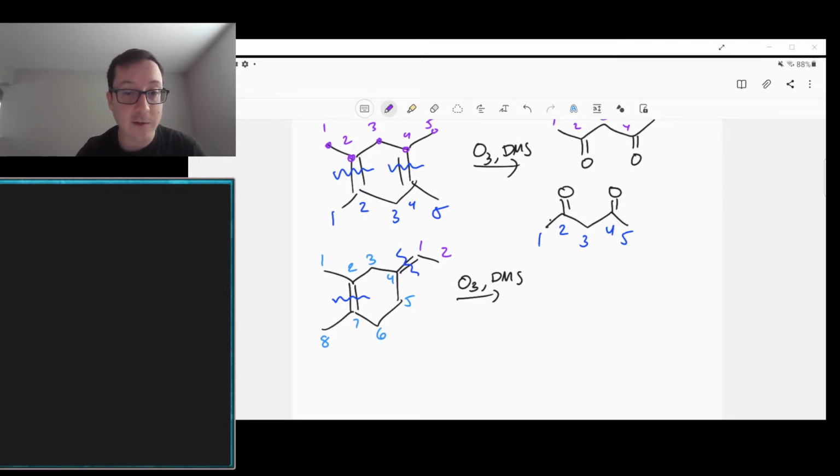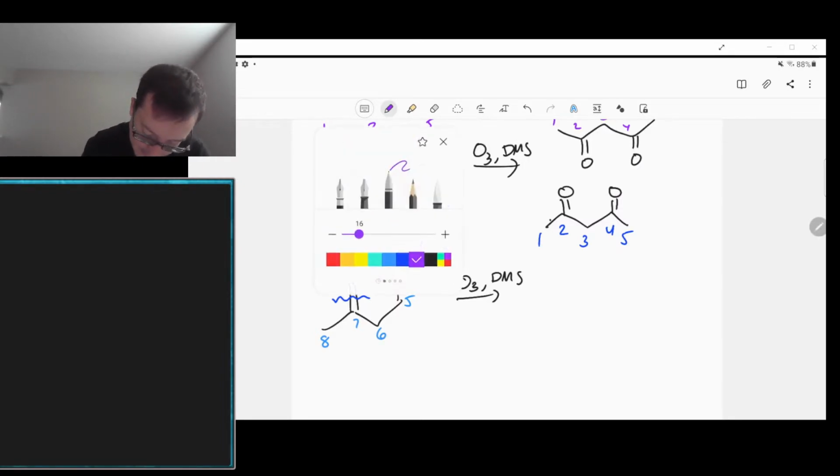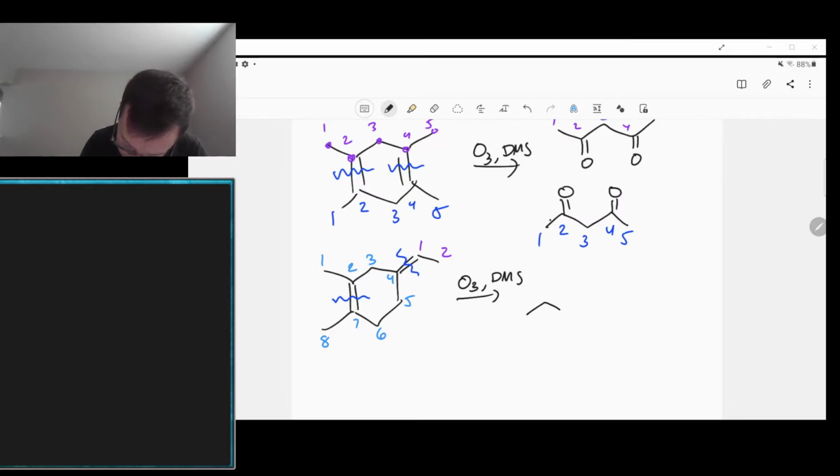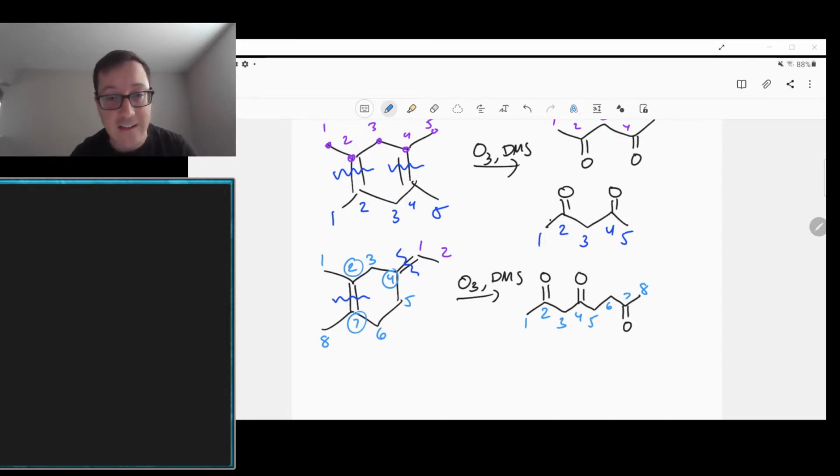So we're going to see that on carbons 2 and 7, we're going to end up with an 8 carbon molecule. So 1, 2, 3, 4, 5, 6, 7, 8. On carbons 2 and 7, we have an alkene, and then on carbon 4 as well. So on carbons 2, 4, and 7, those are ones that previously had alkenes. Those are now going to have ketones. So carbons 2, 4, and 7 have our ketones.